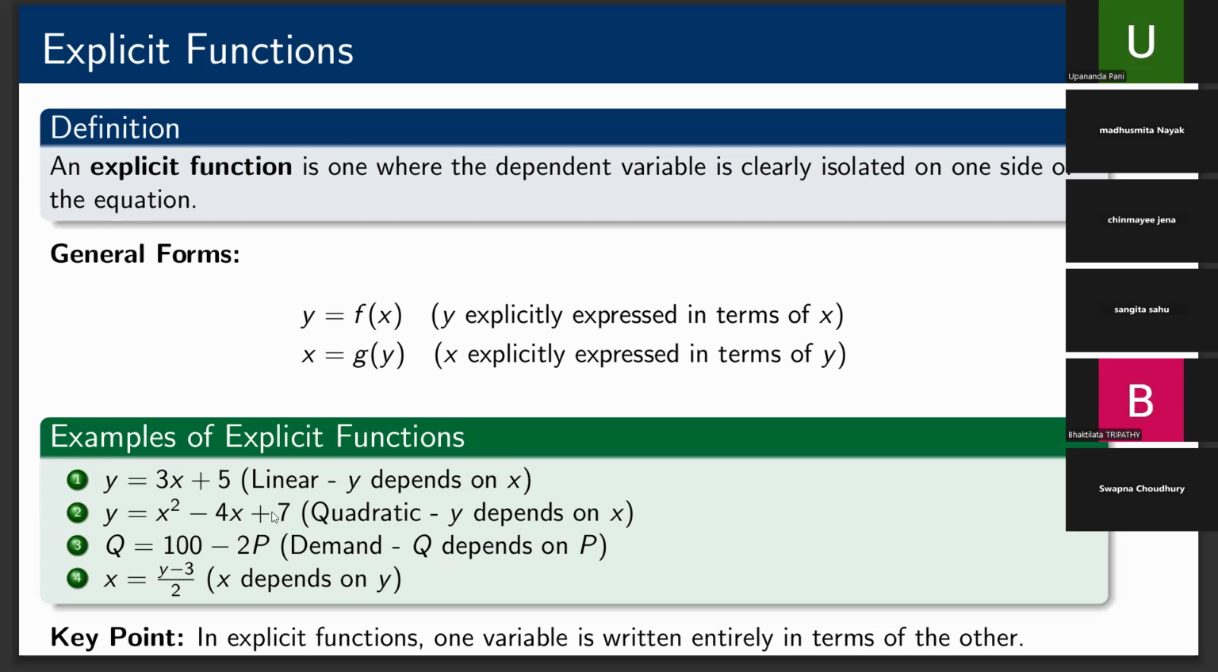So how to remember, how to know whether this is explicit format or implicit format? Remember, on the left side, in general cases, we write our dependent variable, and on the right side of the equality sign, we write our independent variable. In all the above examples, 1 to 4, you can see the left side is only one variable and the right side is another variable. So it is clear that this is an explicit function.